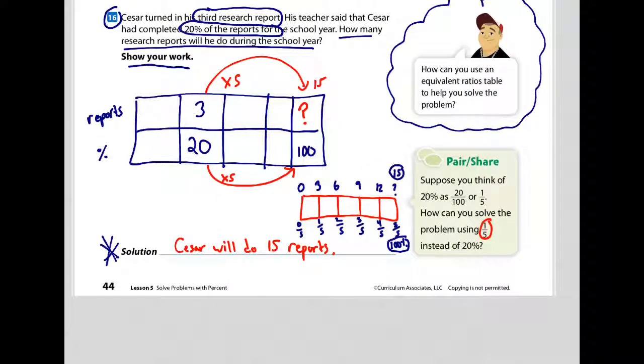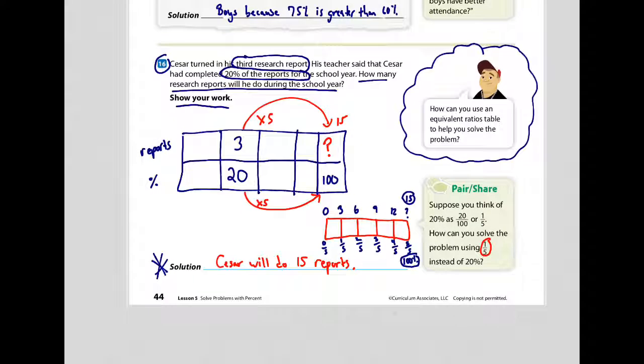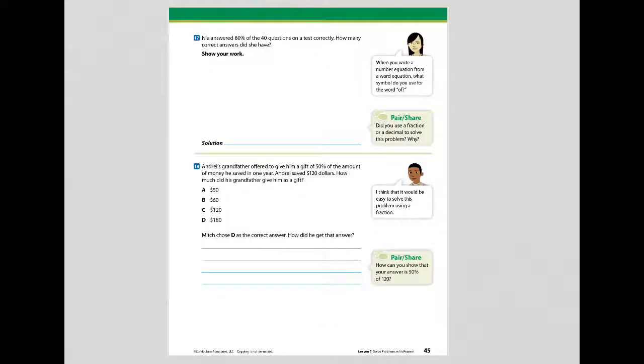All right, let's go on to the next page. Remember, if you need to, you could pause the video at any time. If you got one wrong, no big deal. Just learn from it and make sure you make your corrections. Okay, let's go to page 45.